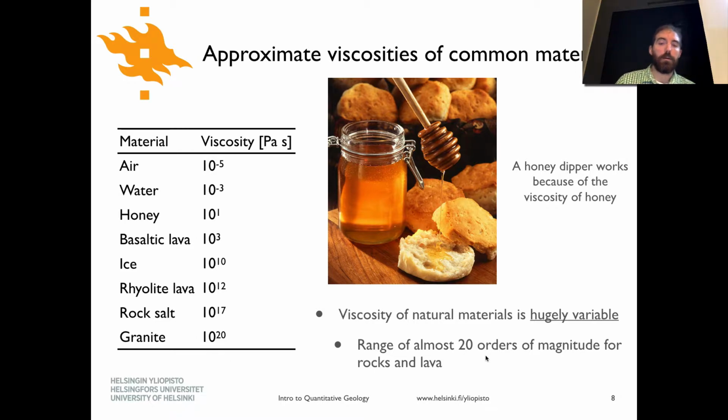So there's a big range of orders of magnitude for things like viscosity. And yeah, it's hugely variable. There are other rock properties that don't vary hardly at all, but this is one of the things that really is incredibly variable.